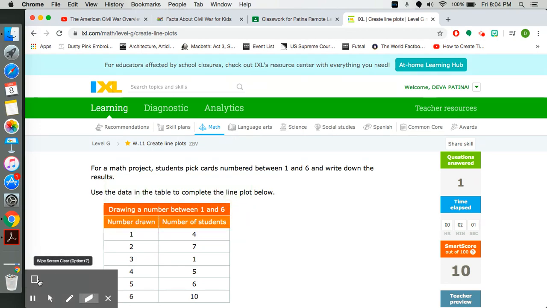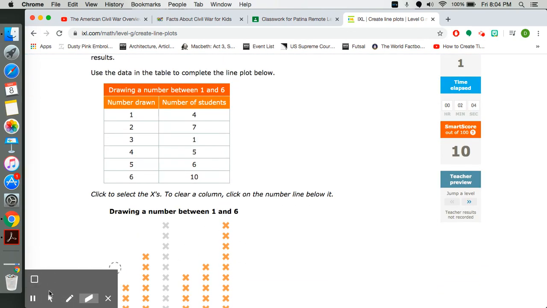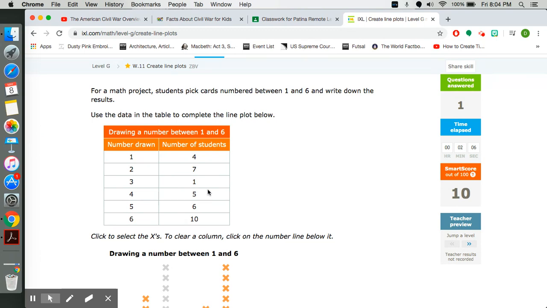Perfect. Okay, so this one actually presents it as a table. So instead of it all being in a line with a bunch of numbers, this one has a table. So this is data on the number of students that drew the number 1, the number of students that drew the number 2 in a playing card deck. Only 1 student drew the number 3, 5 students drew the number 4, 6 drew the number 5, 10 students drew the number 6 out of a deck.